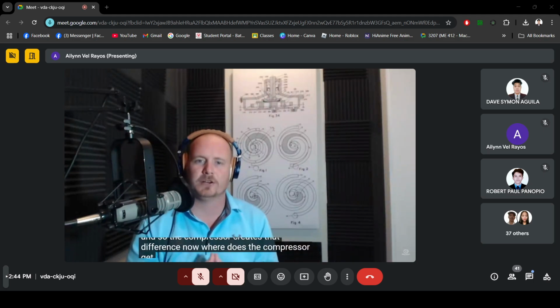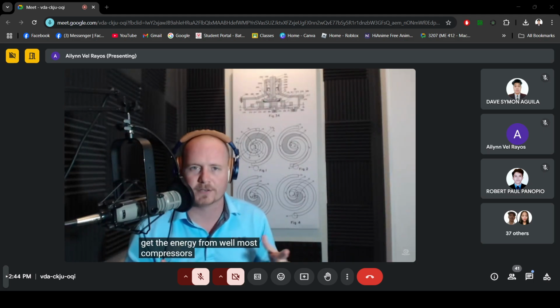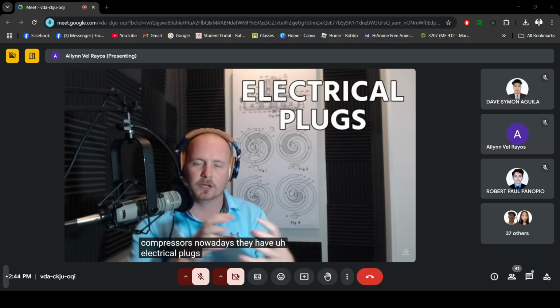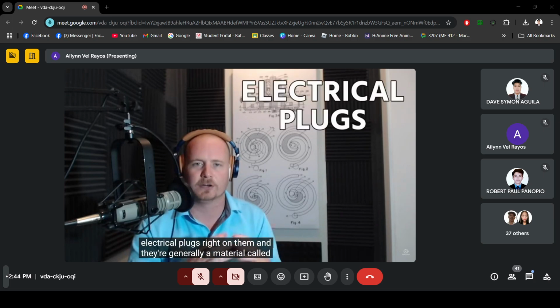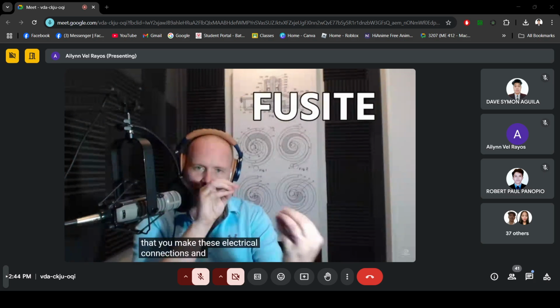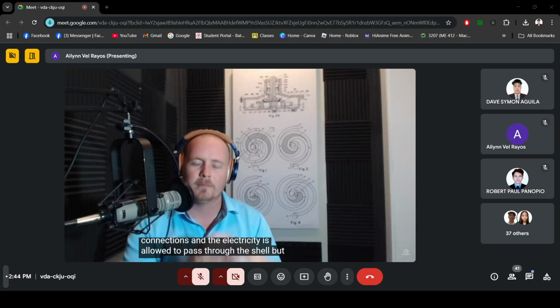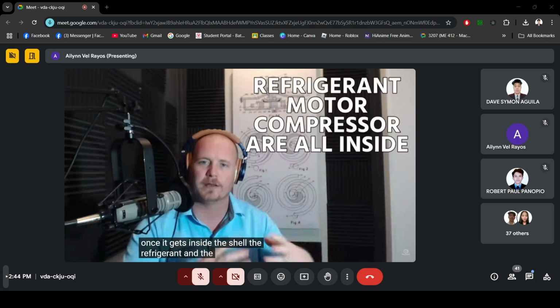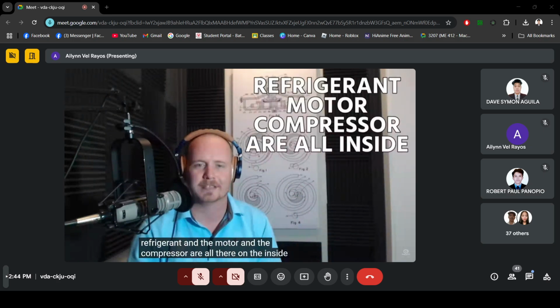Now, where does the compressor get the energy from? Well, most compressors nowadays have electrical plugs right on them, and they're generally a material called fusite. It's like a glass plug that you make these electrical connections, and the electricity is allowed to pass through the shell. But once it gets inside the shell, the refrigerant and the motor and the compressor are all there on the inside.